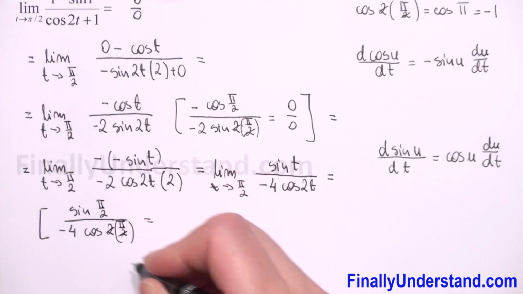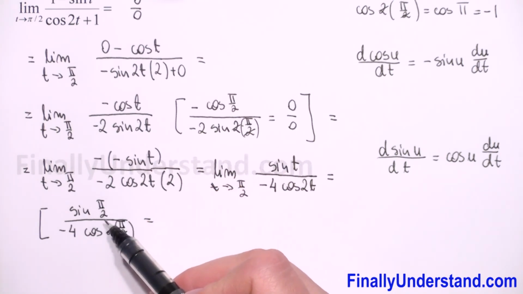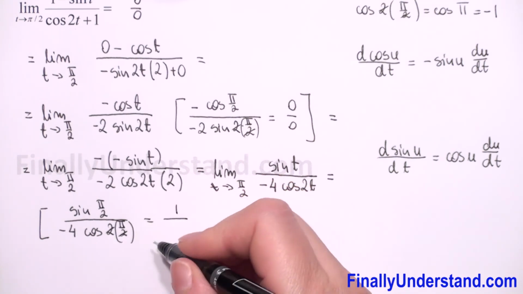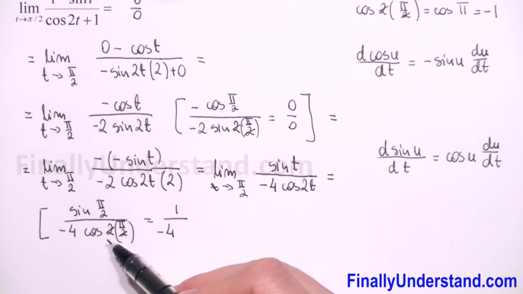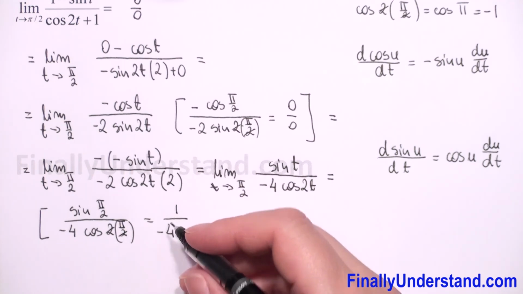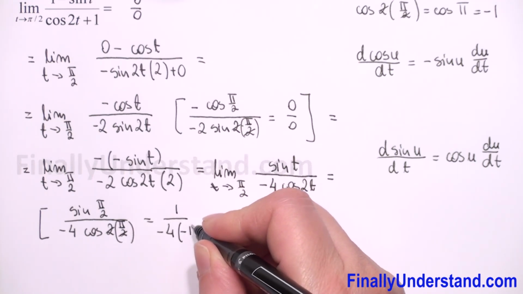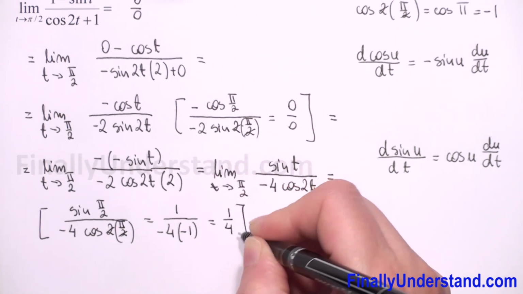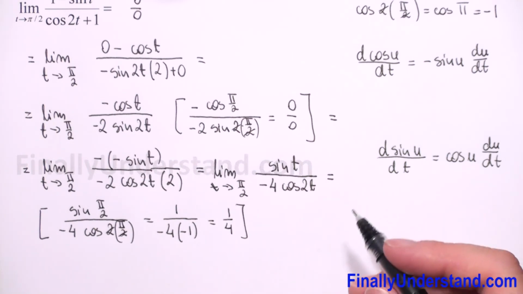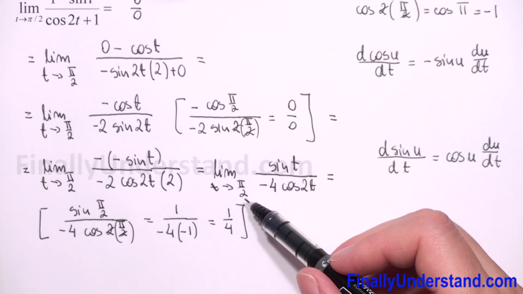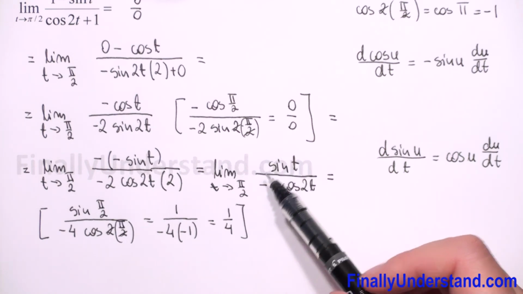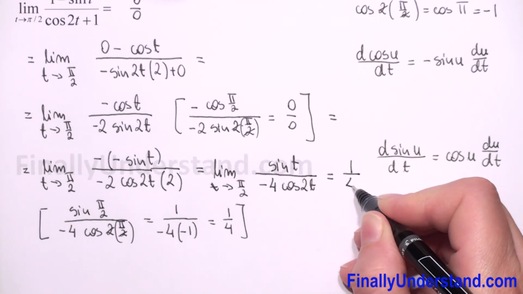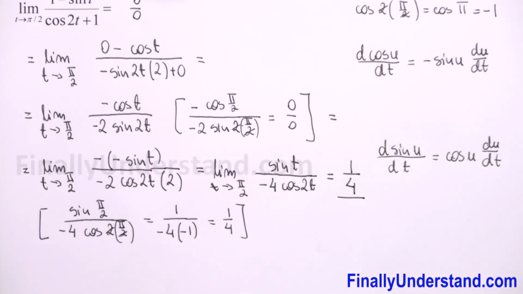So 2 and 2 we can reduce. Sine of pi over 2 is equal to 1. We have negative 4 times cosine of pi, which is equal to negative 1. So this is equal to 1 over 4. We got constant numbers, so our limit as t approaches pi over 2 of our function is equal to 1 over 4. This is my solution.